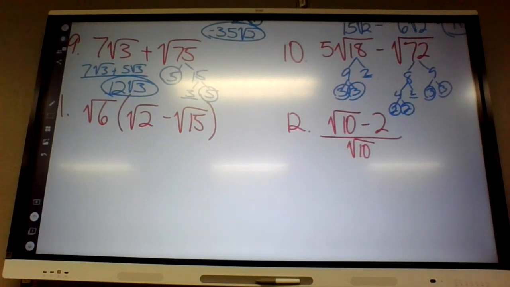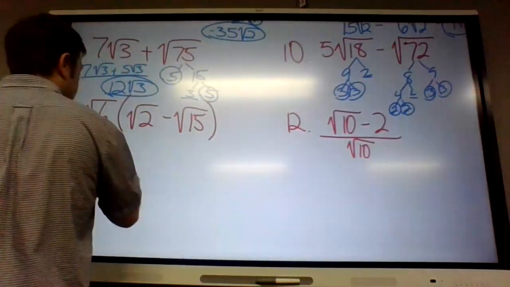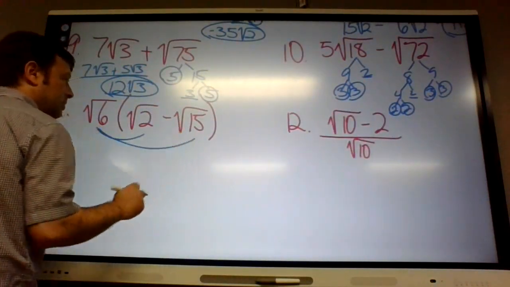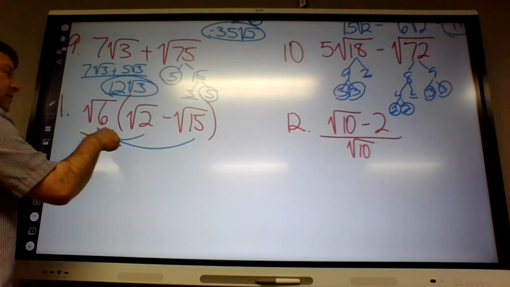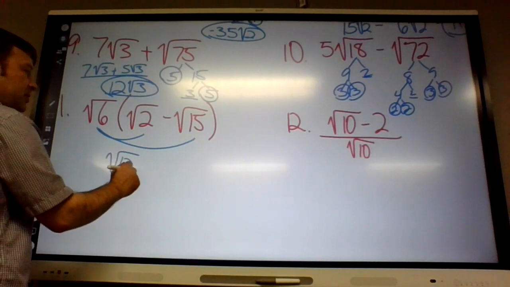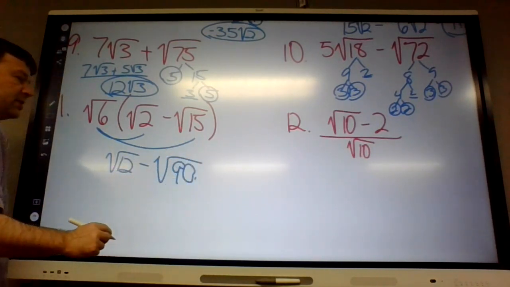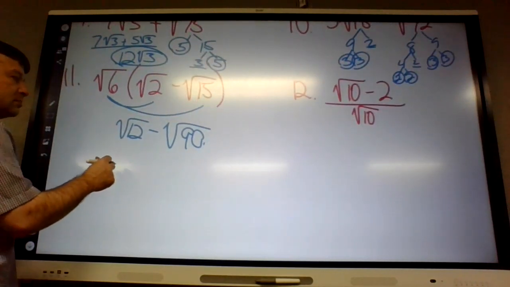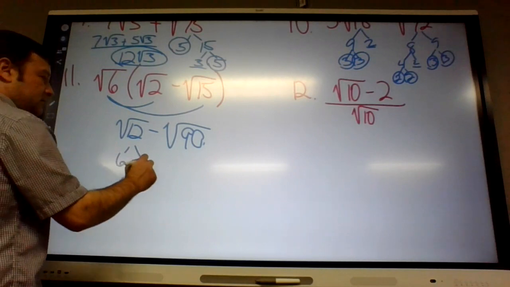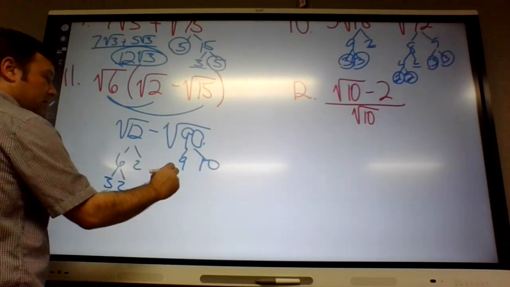Alright, Easton, what kind of problem is number 11? Foil. No. Distributed. FOIL is a kind of distributive problem, so you're not that far off. It's like square root of 12 minus square root of 90, I think. Can I do anything else? You can do like 6 and 2, and then I can go.